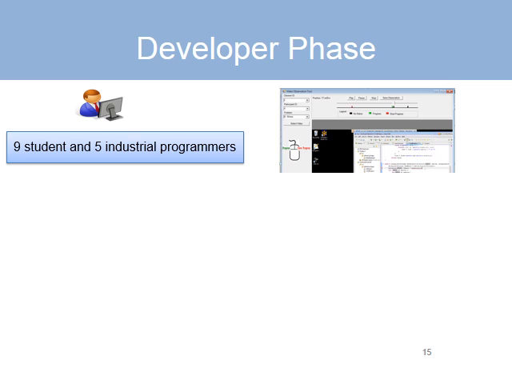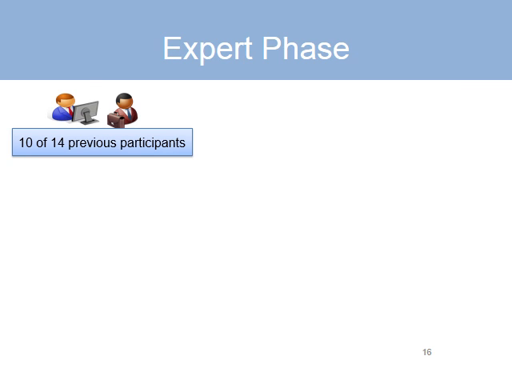So in the experiment that we are reporting here, we had 14 subjects, 9 student programmers who had interned at industry, and 5 industrial programmers. And in the expert phase, not everybody returned. So 10 of the 14 participants returned back. Okay, so those are the 2 phases we had.